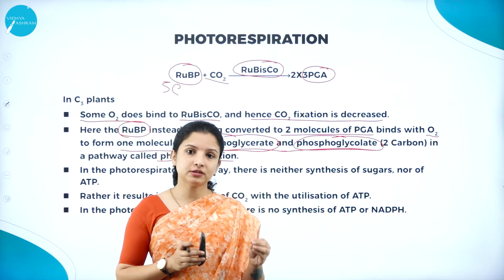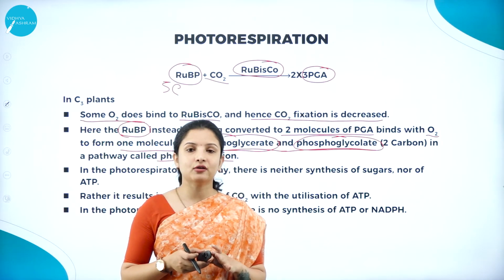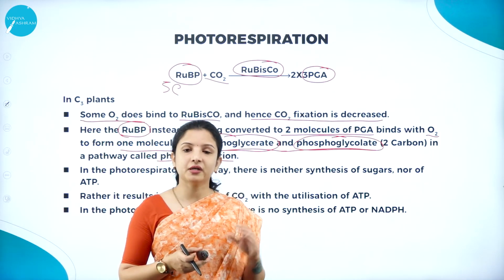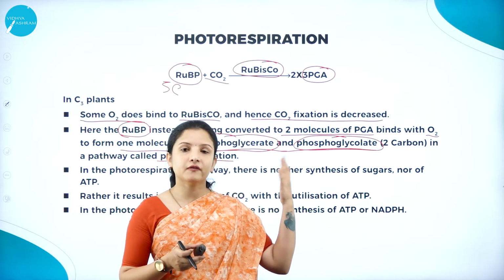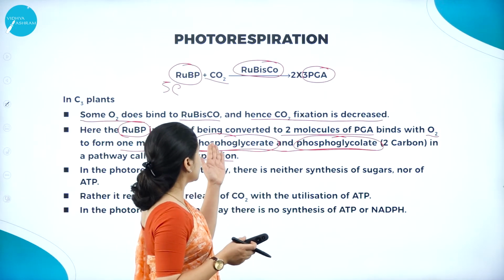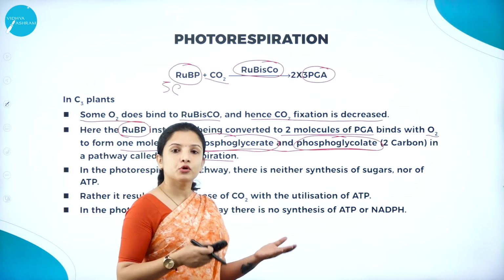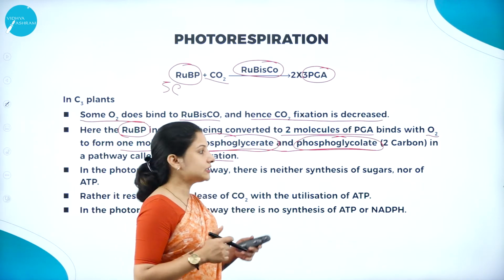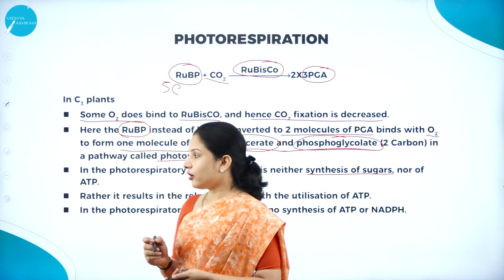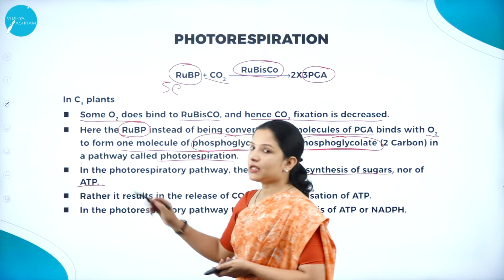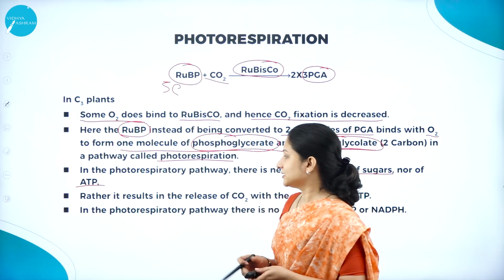Because if synthesis of sugar or glucose has to occur, then carboxylation has to occur, right? Or carbon fixation should occur. But here that is not taking place. Instead, what is happening? Oxygen is binding with the Rubisco enzyme and being formed into 1 molecule of phosphoglycerate and 1 molecule of phosphoglycolate, both of which are 2-carbon compounds. That is why here there is no synthesis of sugar, nor any synthesis of ATP. ATPs will not get synthesized, sugars will not get synthesized.